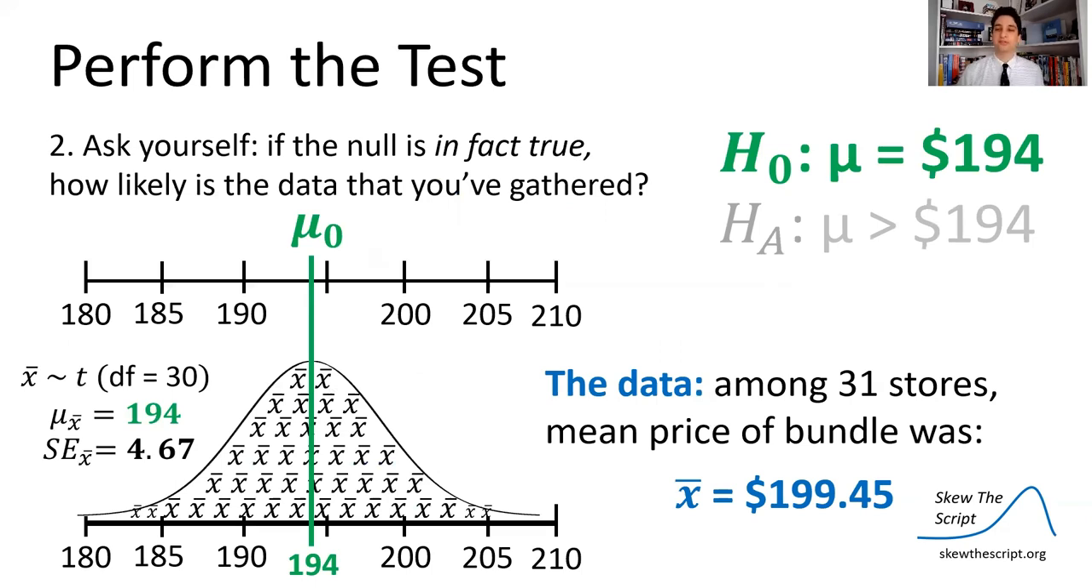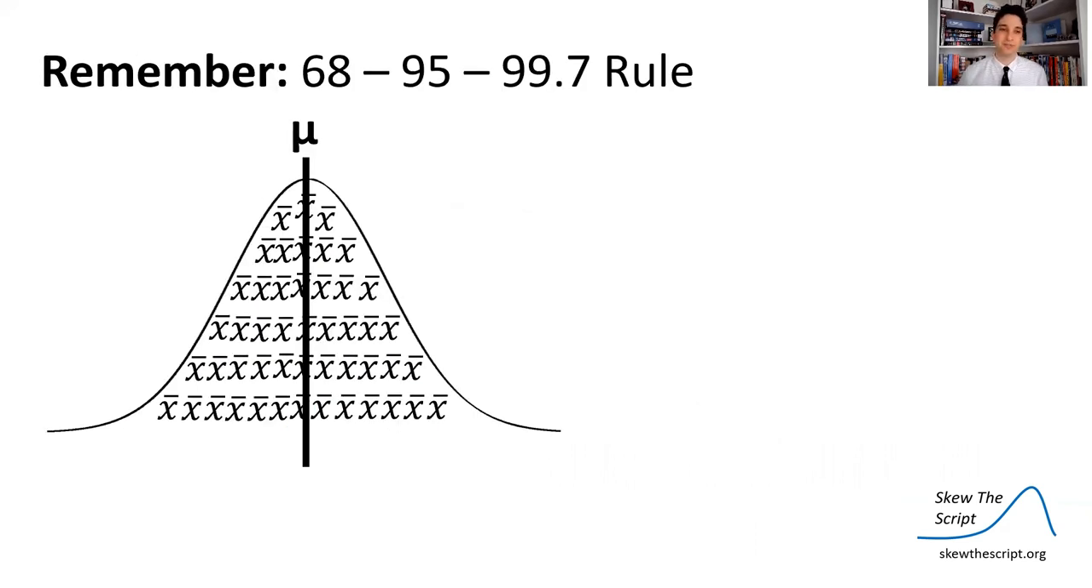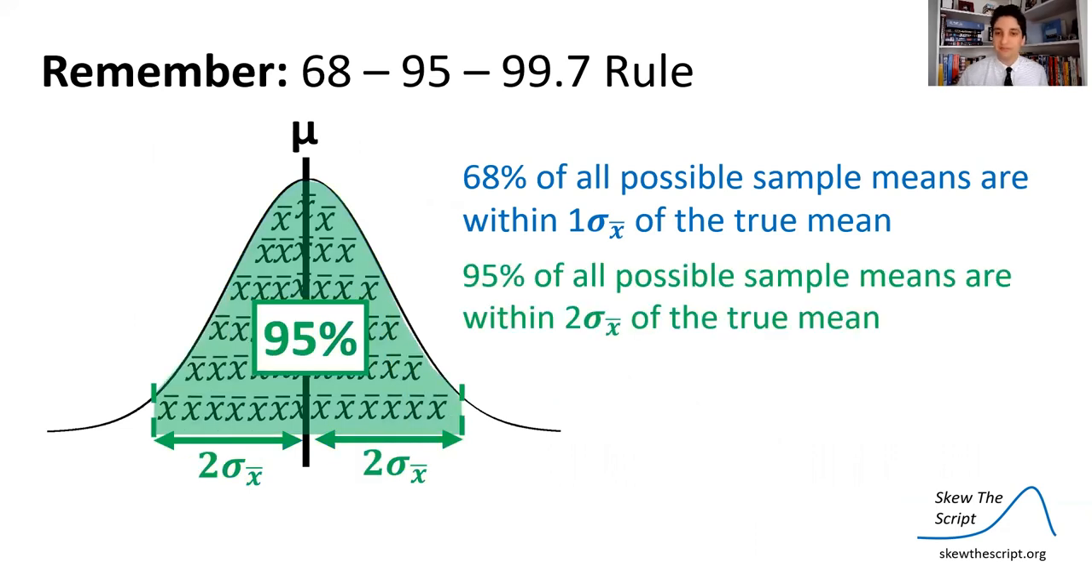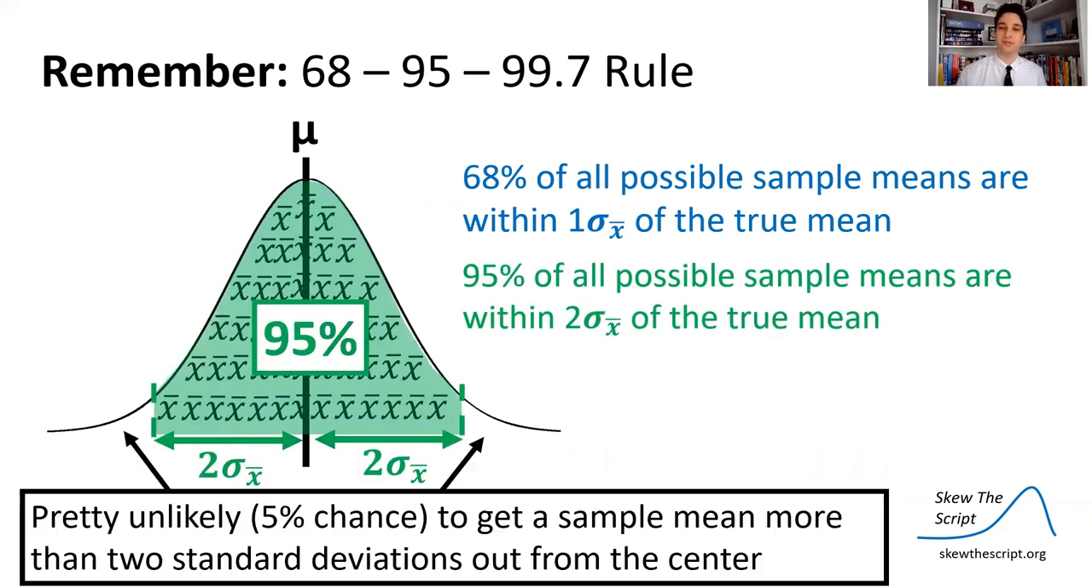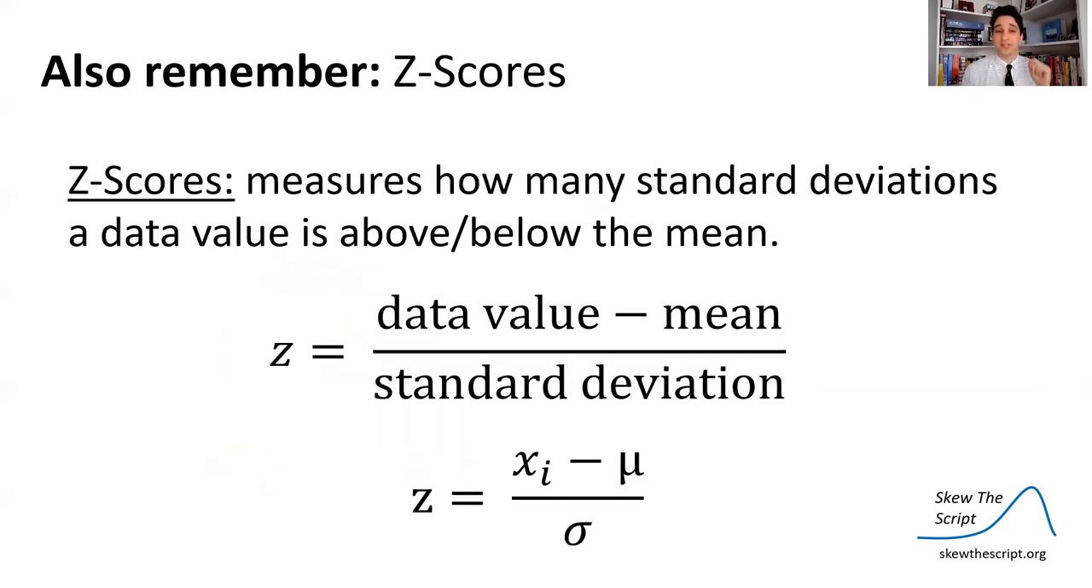So among the 31 stores, we got 199 as the average price. We're going to plot that here, and we're going to see how far away that is from the center. How unlikely is the data we got under the null assumption and its sampling distribution? Recall the 68-95-99.7 rule. Under a normal curve, 68% of the data is within one standard error of the true mean, and 95% is within two standard errors of the true mean. So it's pretty unlikely to get more than two standard errors out.